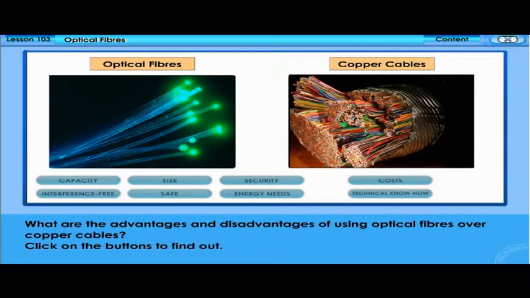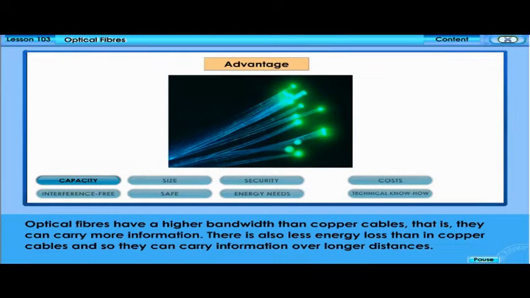What are the advantages and disadvantages of using optical fibers over copper cables? Click on the buttons to find out. Optical fibers have a higher bandwidth than copper cables. That is, they can carry more information. There is also less energy loss than in copper cables, and so they can carry information over longer distances.